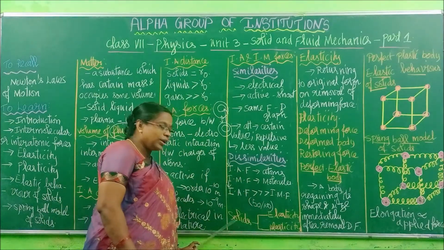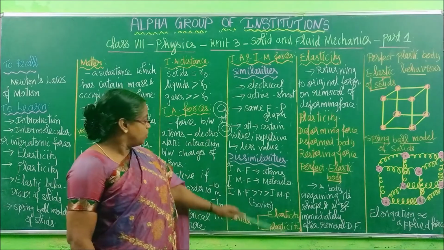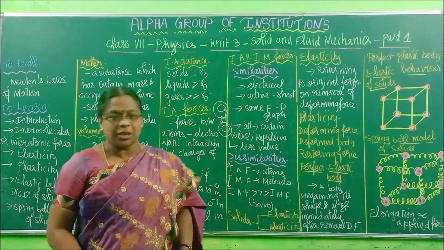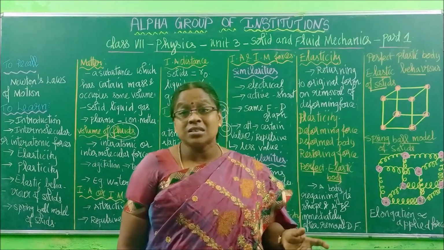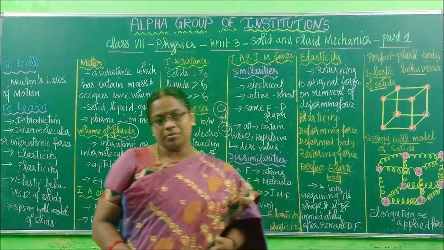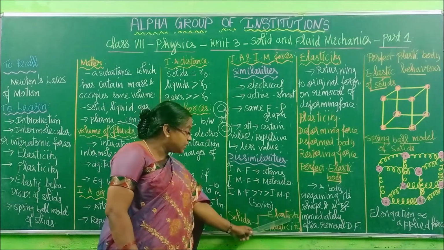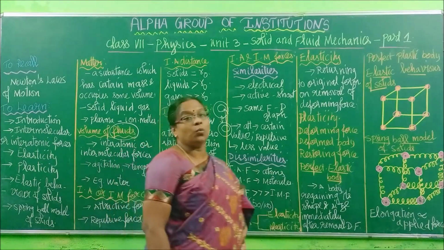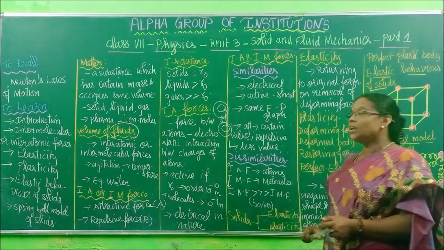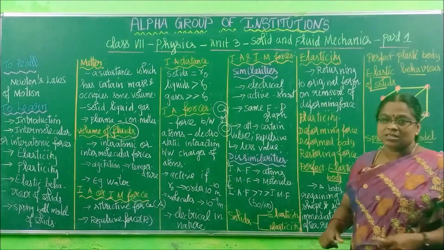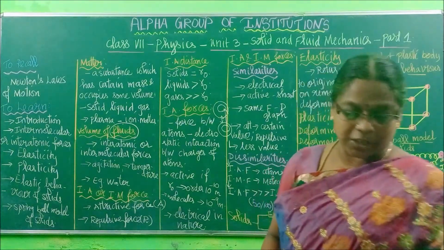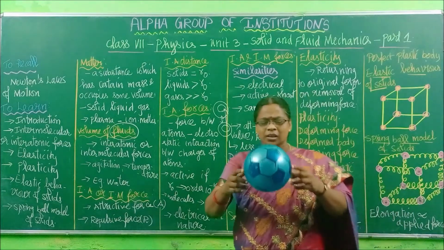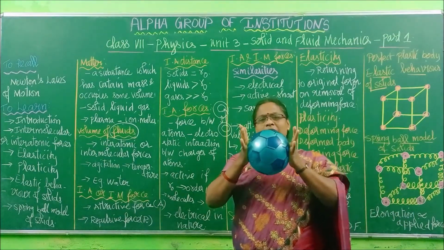Now coming to solids, they have two properties. One is elasticity and another one is plasticity. Say these words: elasticity and plasticity. Right. Elasticity, plasticity. What is elasticity and what is plasticity? For that I have a ball here, a rubber ball. Now I am going to apply a force here.